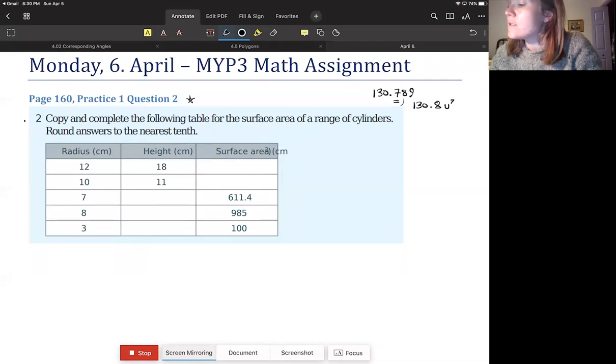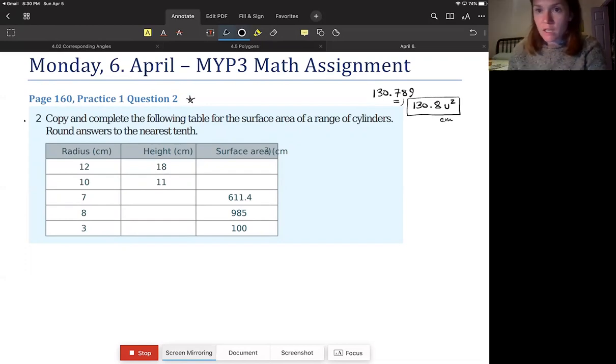And we always answer these types of questions with units squared, okay? Sometimes that's centimeters, sometimes it's meters. It can be many different things. So let's go ahead and move on to our first question.